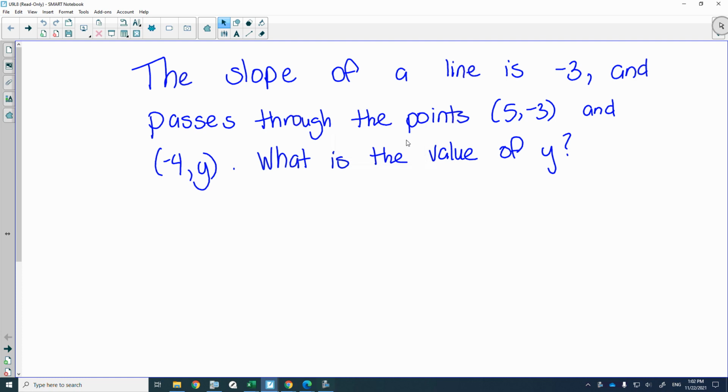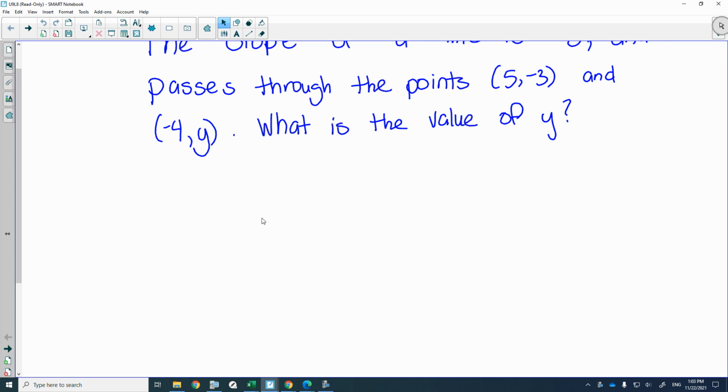Write this question on a separate sheet of paper and we'll go through how you would solve it. It says the slope of a line is -3 and it passes through 2 points, except one of the coordinates is missing a value. Remember, you will be given 4 formulas on the board: all 3 equations of the line and the equation for slope.